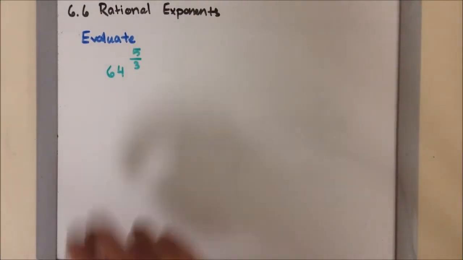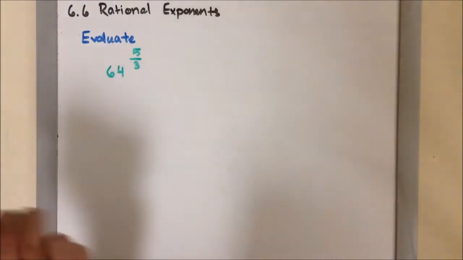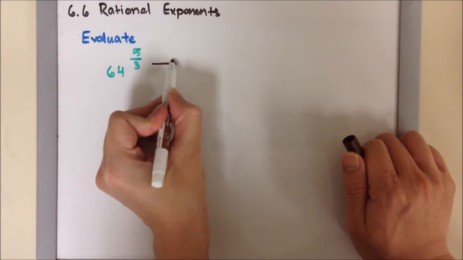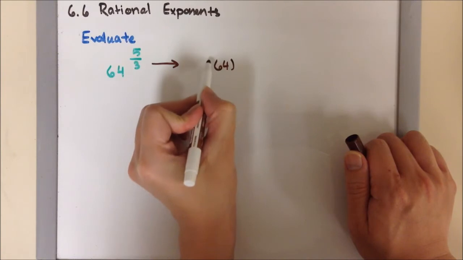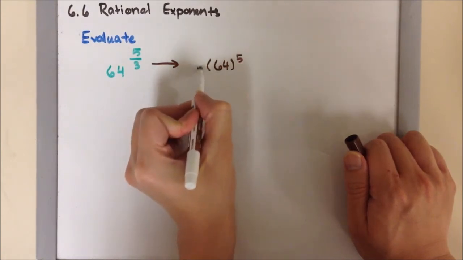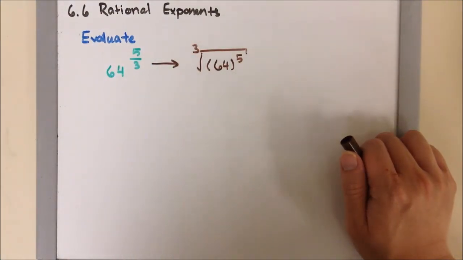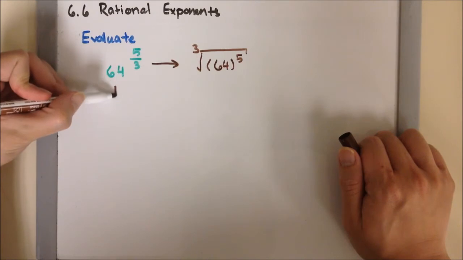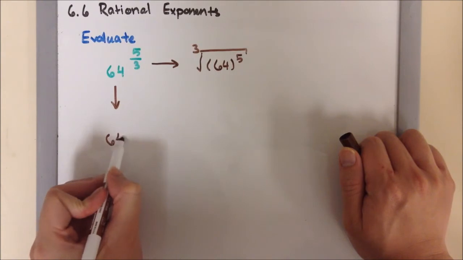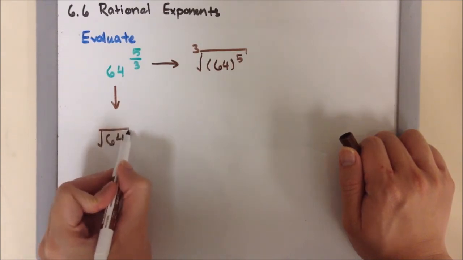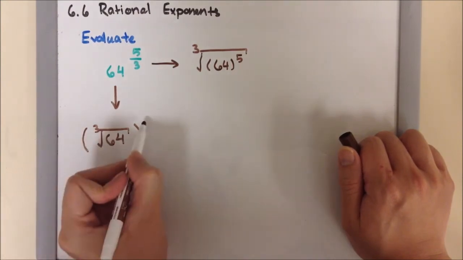Alright, in our second example, we have 64 to the power of 5/3. So let's convert it into radical form. Now the typical one is 64 to the power of 5 being cube rooted. So that's the first form. Now the other form is you're going to do the cube root of 64 first and then raise it to the power of 5.